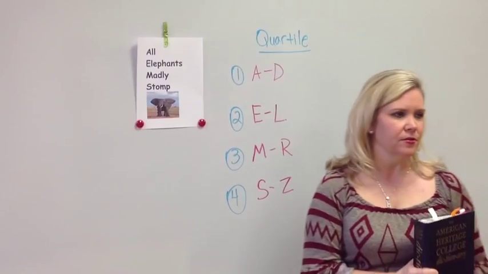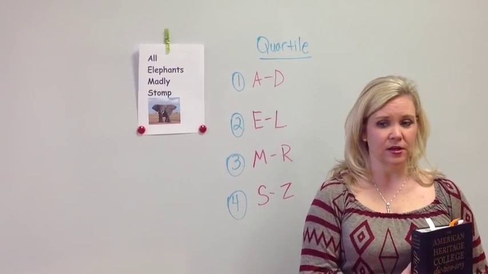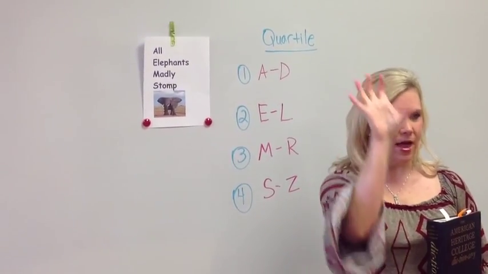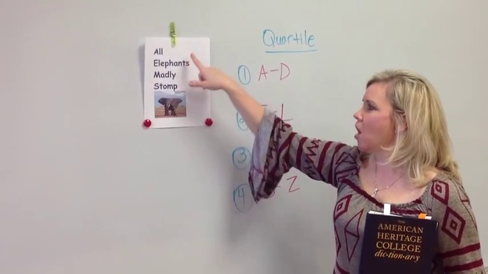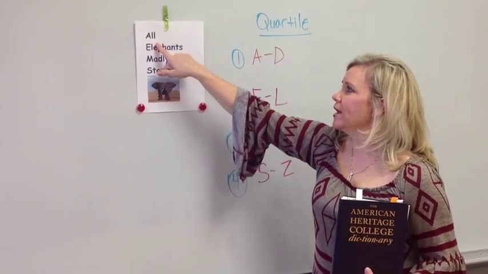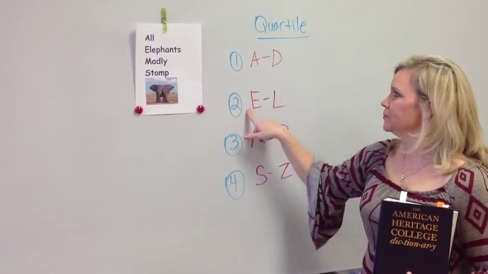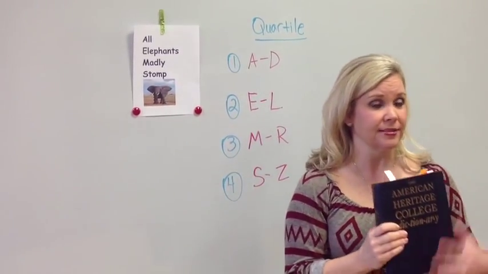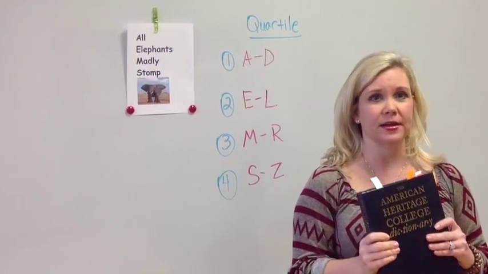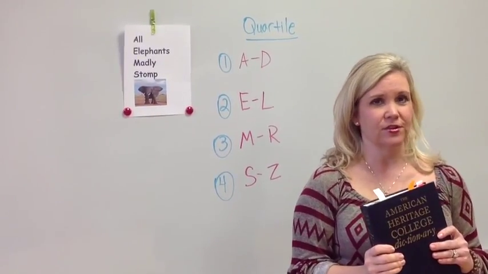In order to remember those 4 quartiles, I'm going to teach you something that you can remember in your head. You can write it at the top of your paper. All elephants madly stomp. All elephants madly stomp. So you've got quartile 1, quartile 2, quartile 3, and quartile 4. And that will help you realize where a word might be. So we're going to learn how to cut into the dictionary and find the words.